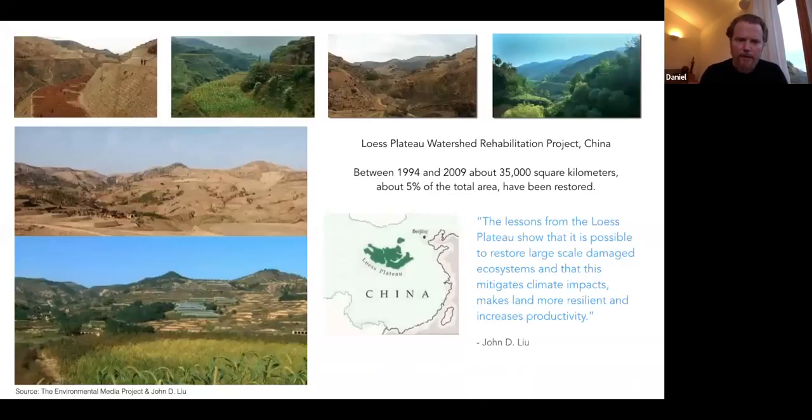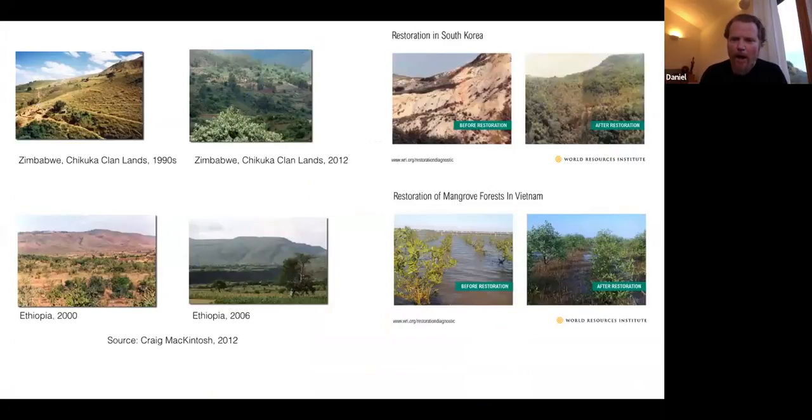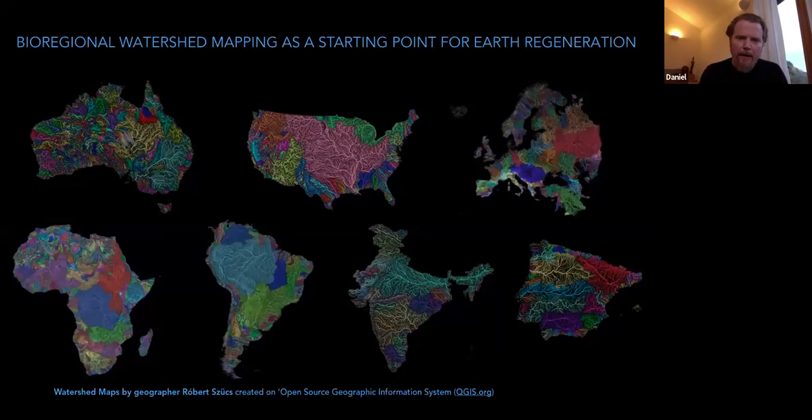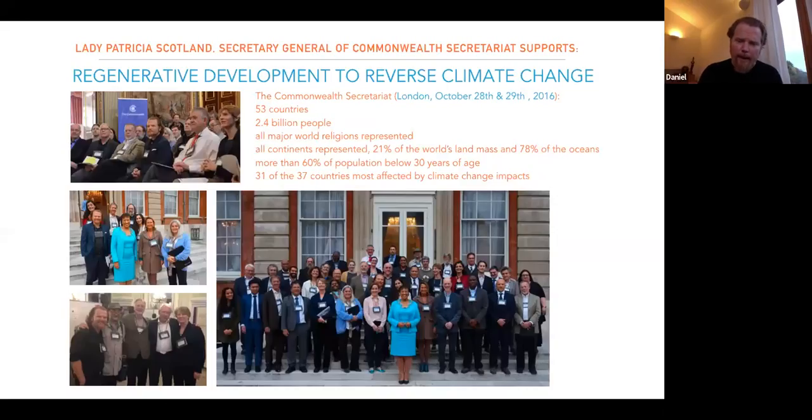There are more images of the Loess Plateau, other before and after images of Earth regeneration. These graphics show that we really need to have a bioregional approach to health and to bringing planetary health back. And the way to do that is to follow the watersheds of the rivers. That's how we can go from these straight line boundaries of nations back into a more organic living boundary where we fit the human presence back into the watersheds that we live in.